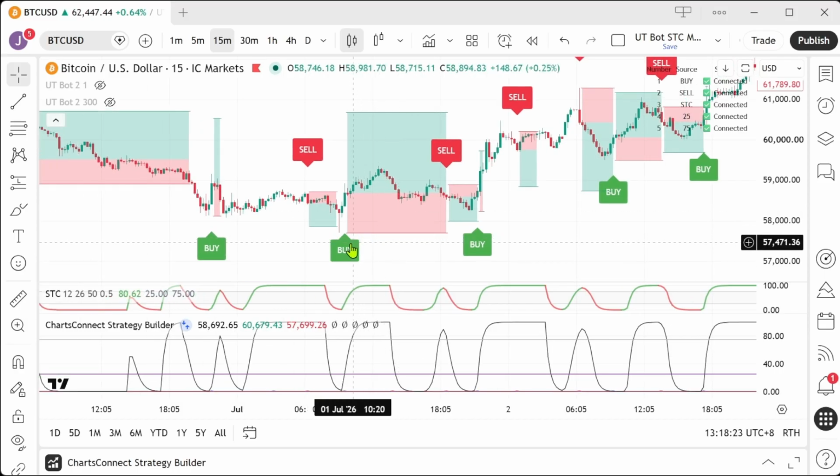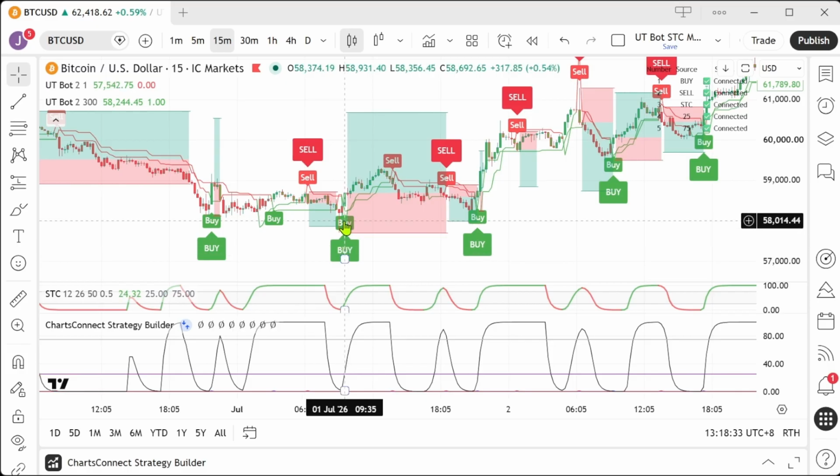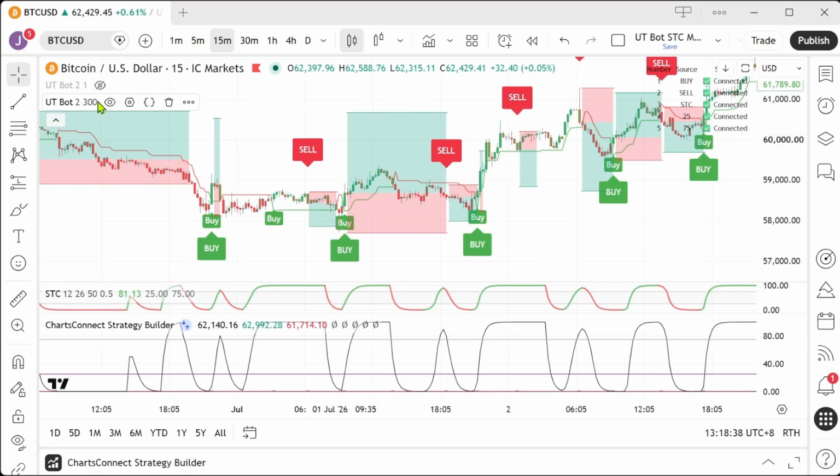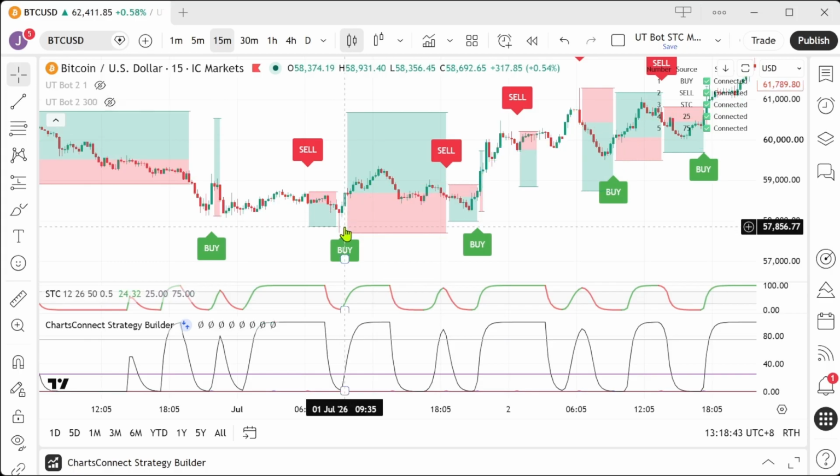So let's double check our strategy. There is a buy signal. Let's check. Look, it has appeared at the same point as the UT Bot. So this is correct. Let's hide it for now. Next, the confluence with the STC. At this point in time, the STC is below 25, which means that this is a valid trade.